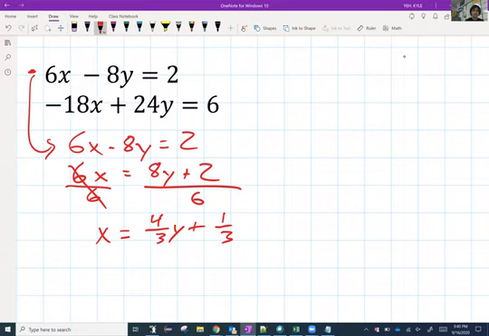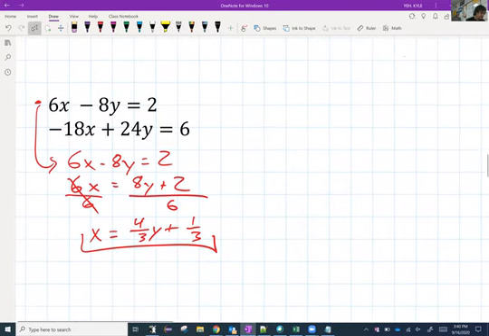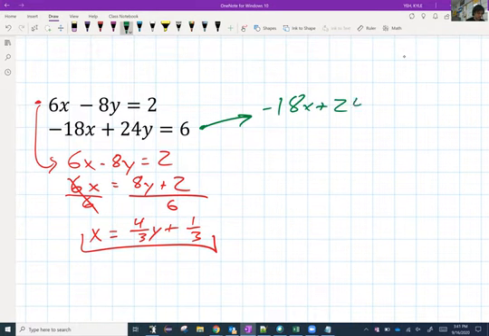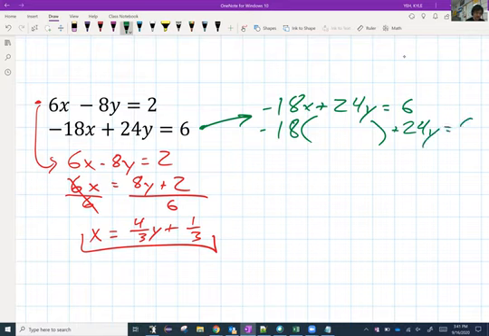So, okay, fractions, we don't love them, but we can deal with them. Let's come over and grab our second equation. Negative 18x plus 24y equals 6. Negative 18 times something plus 24y equals 6. And I'll fill in my alternate definition for x.